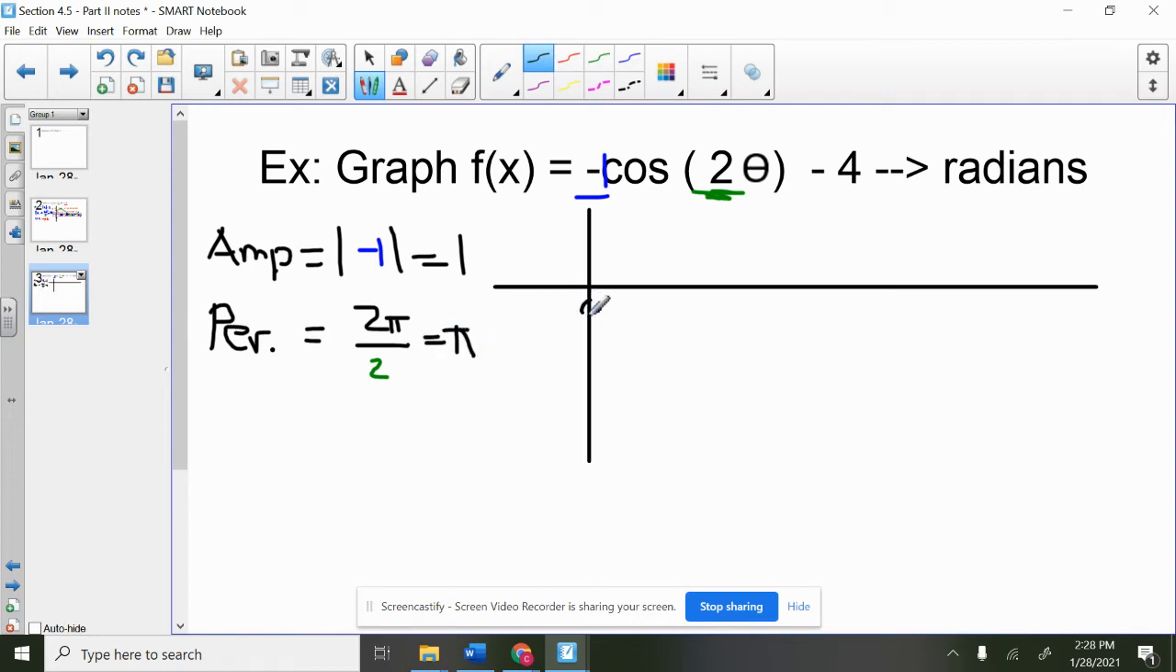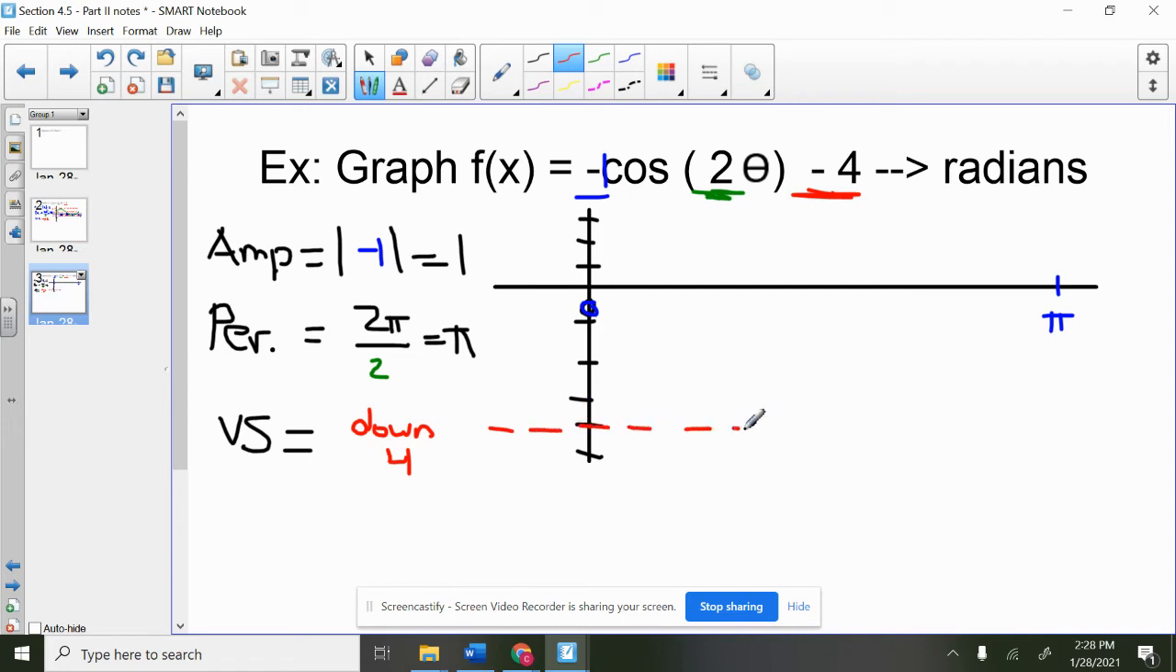That means I'm starting here at 0, and I'm going to end at pi radians. And then I have my vertical shift. In this case, that's this -4 here. That means it's going to go down 4. So my midline drops down. It was here, and I'll make a couple of dash marks. So my midline is now going down 1, 2, 3, 4.